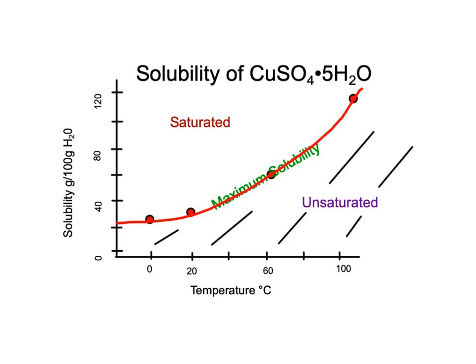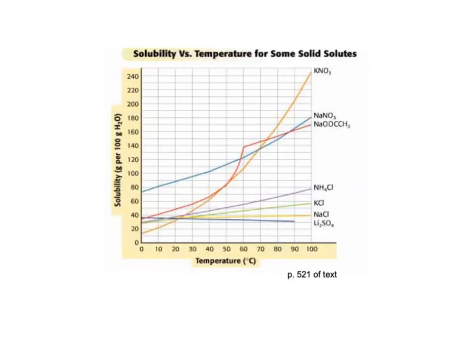So two terms that we want you to be aware of here: when something is full, when you can't add any more solute to it, we call that saturated. And then if a solvent is unsaturated, that means that we could still add more of that solute to it. So here's a typical solubility chart that we would ask you to be able to interpret. So this has a bunch of different compounds on it, and they're signified with different colored lines here.